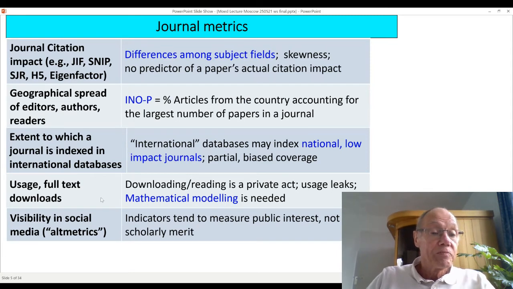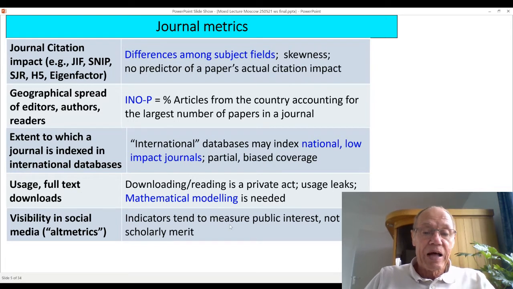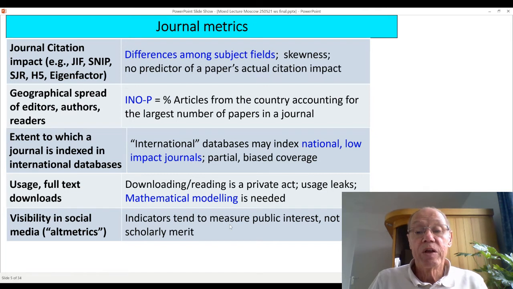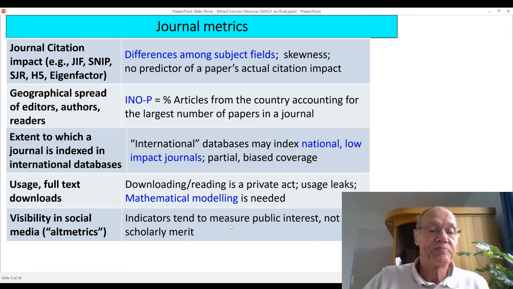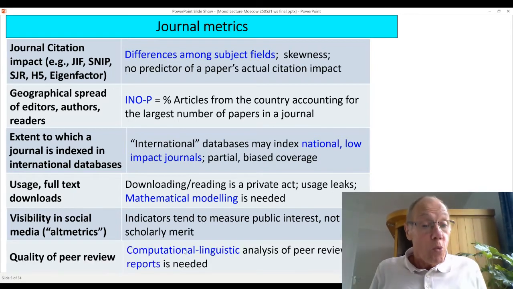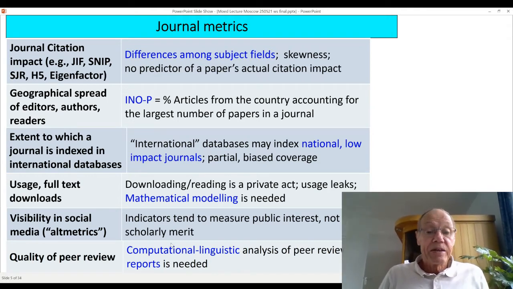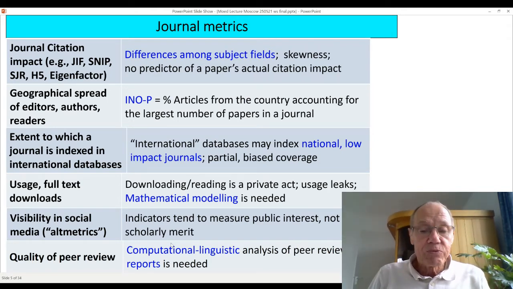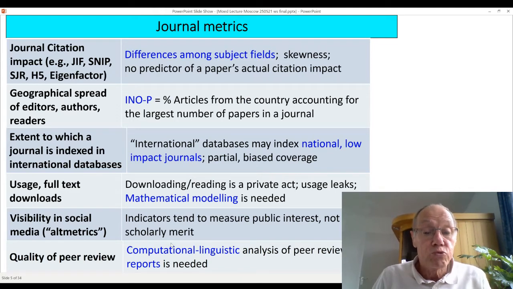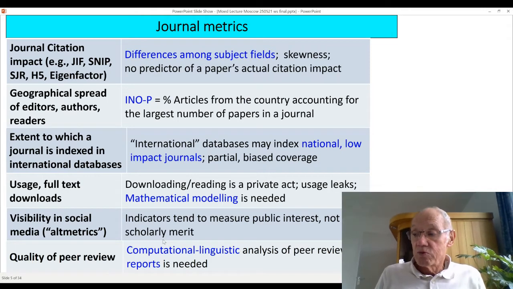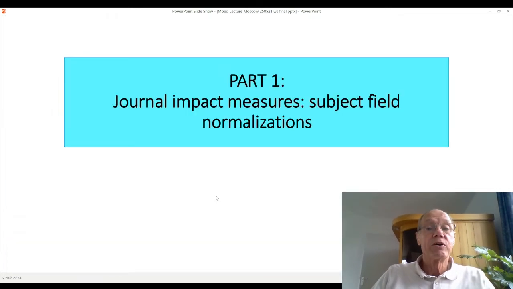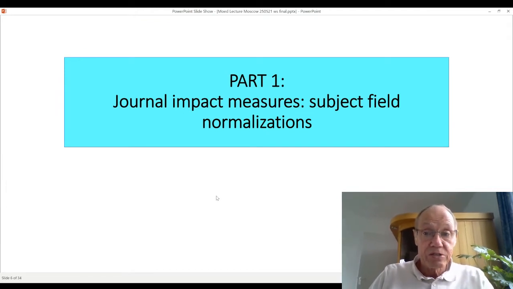Then we have, of course, indicators of the visibility in social media. And I think there is a general impression in our field that those indicators tend to measure public interest, not so much scholarly merit. And then last but not least, there are indicators of the quality of the peer review system of a journal. And what I would like to promote actually is that we do a lot more analysis of the peer review reports using computational linguistic methodologies. I think that can teach us a lot about the quality of peer review, and it can also give us tools to improve the peer review process. So this was my overview, and now I will start with the first part that relates to subject field normalizations in journal impact measures.